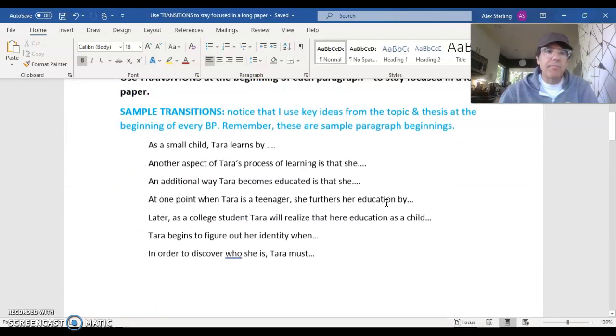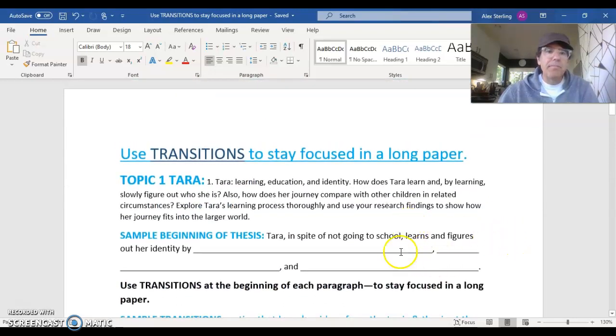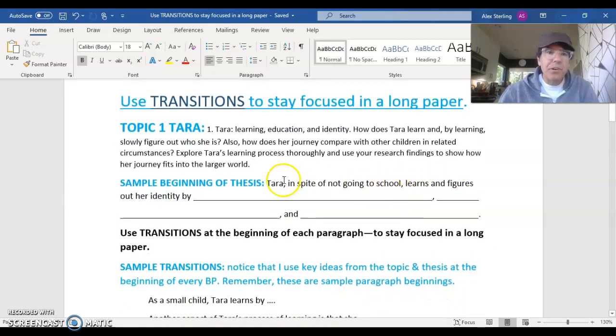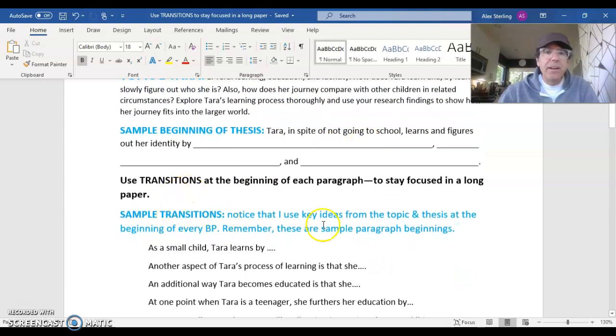So let's focus on topic 1, Tara. So again, in order to stay focused in a long paper, you keep coming back to your essay question. You make sure you're answering it for the whole paper. So for topic 1, Tara, I put your essay question right here. And of course, everything is about supporting the thesis. So I wrote a sample beginning of a thesis. Tara, in spite of not going to school, learns and figures out her identity by. So this might be a way you could set up your thesis.